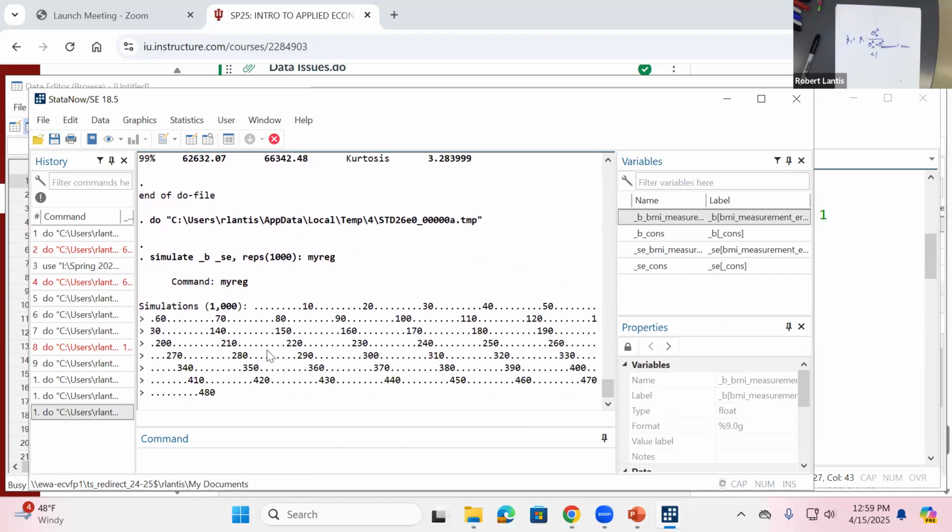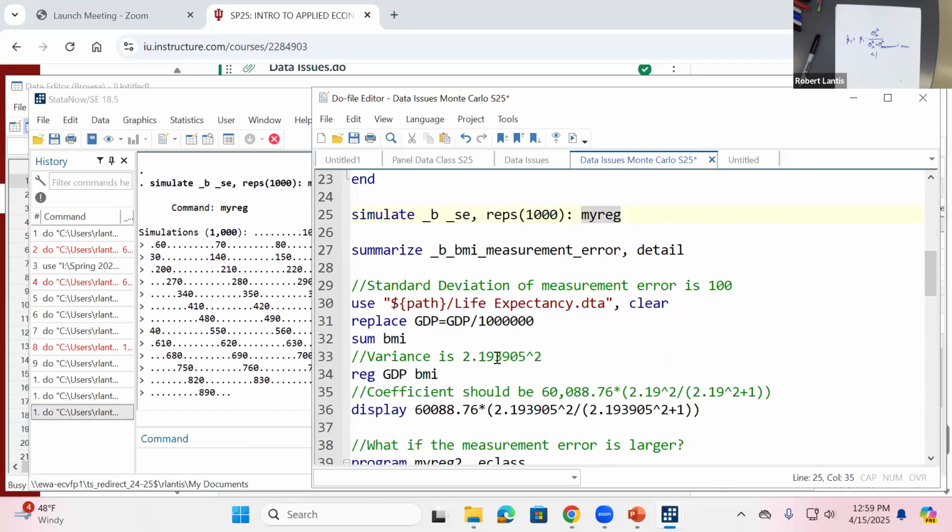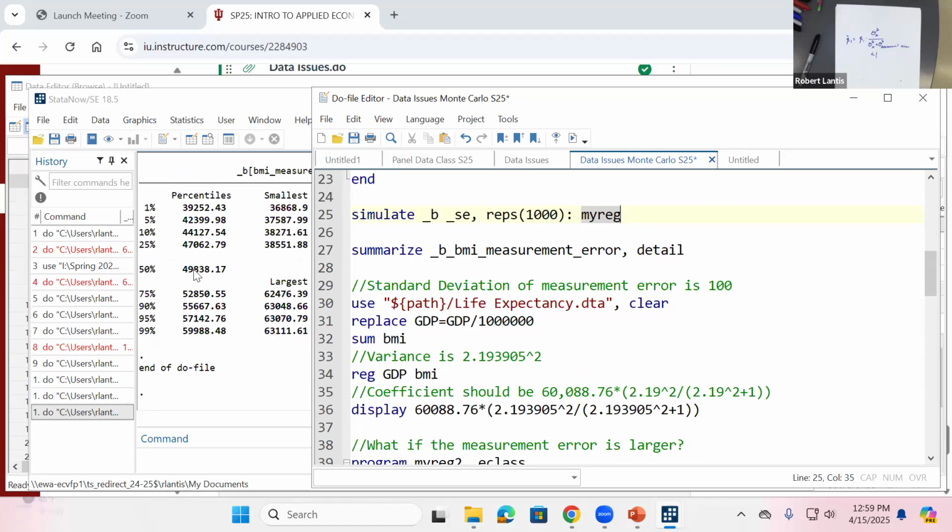Why is it right around 50,000? This one's going to take a little bit longer, so we'll wait on it, right? Sure enough, right around 50,000. So what should the estimate we see be? Well, now, if we have any one set of random numbers, sometimes we'll see an estimate that's a little bit higher or lower than that average.